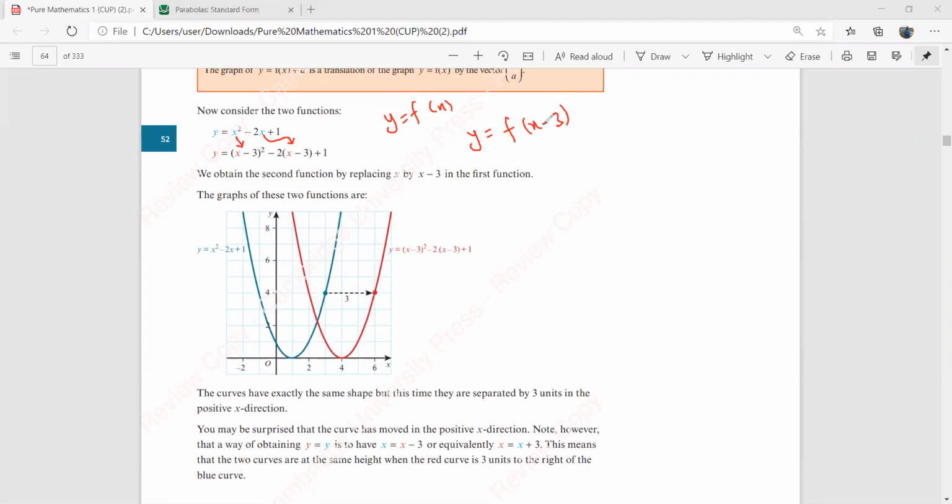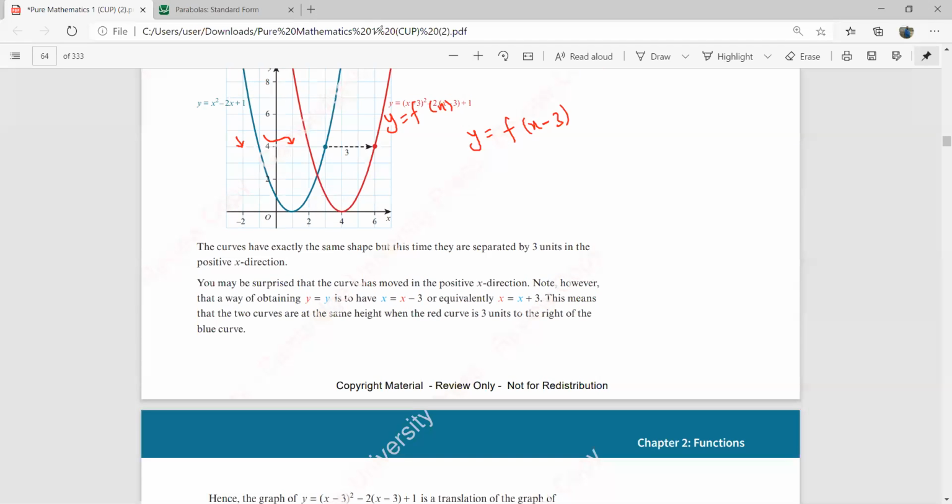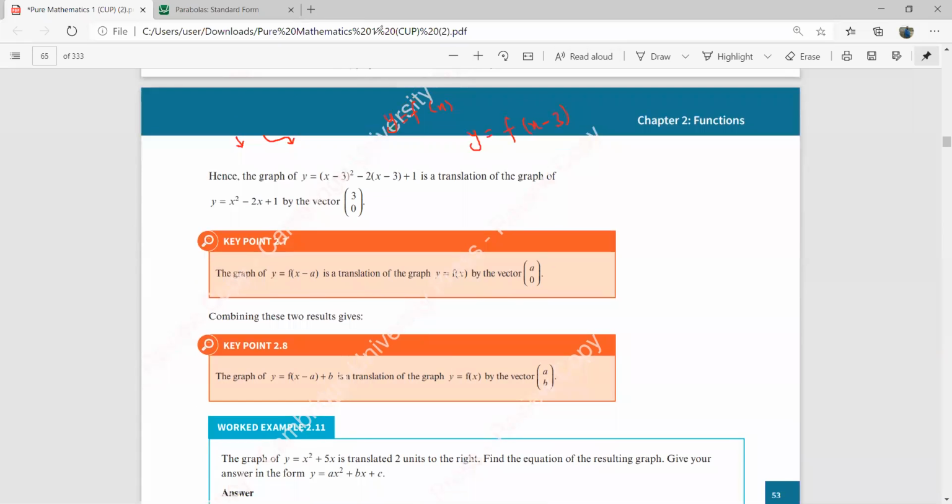Now there is a minus 3 going on here with the x, but your curve is going 3 steps to the right. That is what happened in the horizontal transformations. So we have been given a general rule here that if it is going to be f of x minus a, here is your translation matrix.